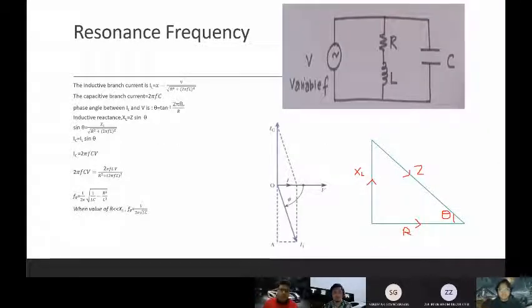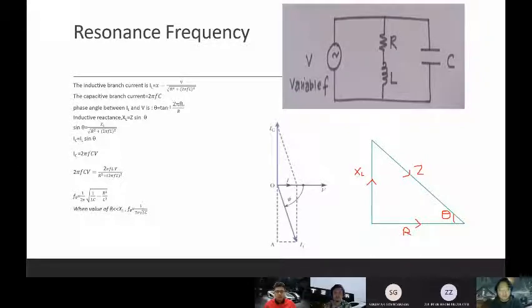Based on our circuit in the slide, firstly we have to find the inductive branch current, which is IL, and the formula is V over square root of R square plus (2 pi F L) square. Then we have to find the capacitive branch current, which is 2 pi F C V. Our phase angle between IL and V is theta equals inverse tangent of 2 pi F L over R.